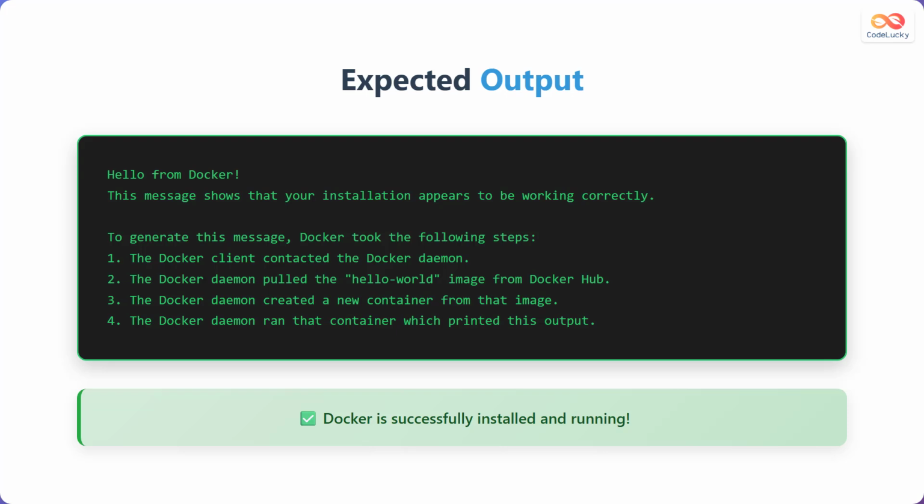After running the docker run hello-world command, you should see the following output in your terminal: Hello from Docker. This message shows that your installation appears to be working correctly. To generate this message, Docker took the following steps. 1. The Docker client contacted the Docker daemon. 2. The Docker daemon pulled the Hello World image from Docker Hub. 3. The Docker daemon created a new container from that image. 4. The Docker daemon ran that container which printed this output. Seeing this message confirms that Docker is successfully installed and running on your system.